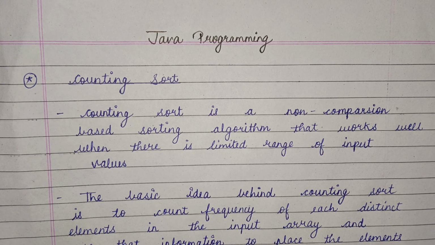In the previous videos we have seen many types of sorting algorithms, like bubble sort, insertion sort, selection sort. These are comparison based algorithms, so we compare two elements and we sort the array. Counting sort is basically a non-comparison based algorithm, and the array should be in a limited range. Okay, it is effective in a limited range of array.